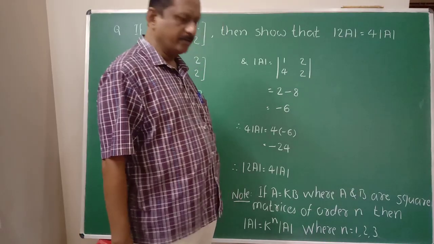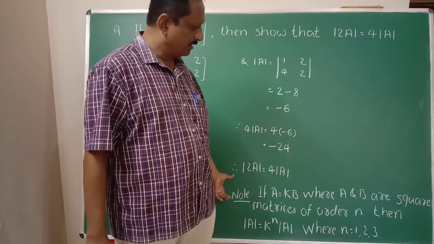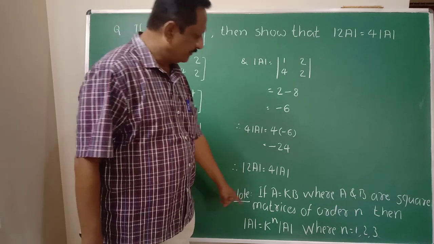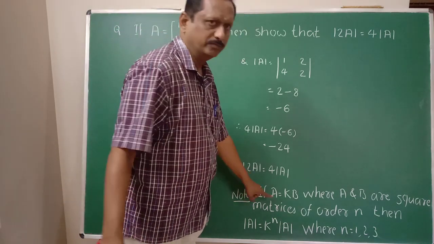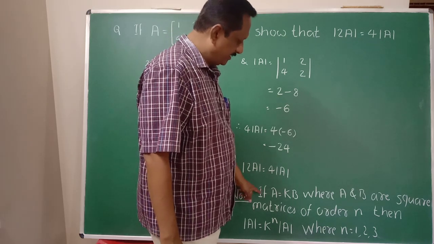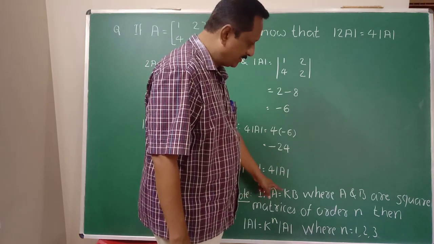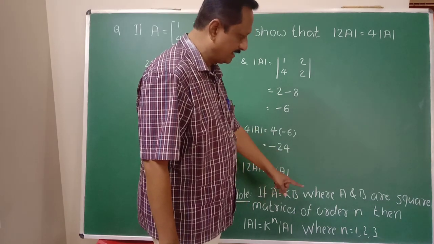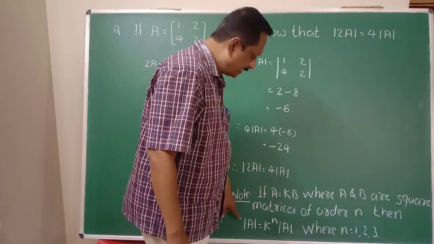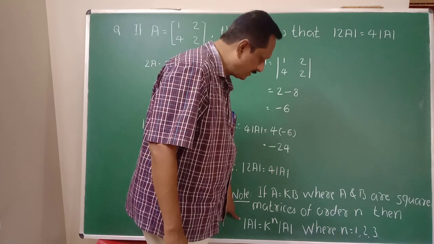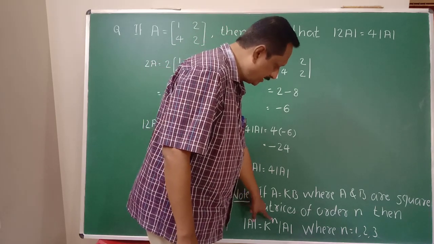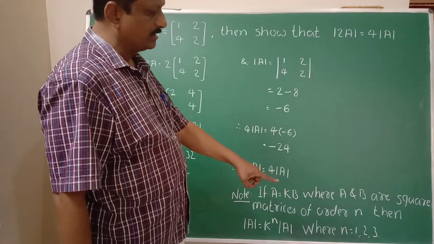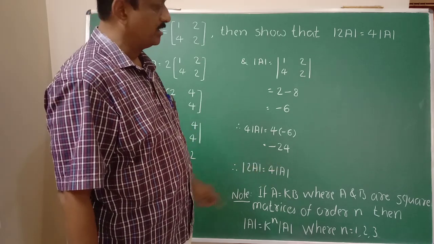There is a note here. It is a very important note. It is useful for competitive exams also. If A is equal to K into B, where A and B are square matrices of order n, then determinant of A is equal to K raised to n into determinant of B, where n is 1, 2 or 3. Here n is the order of the matrix.